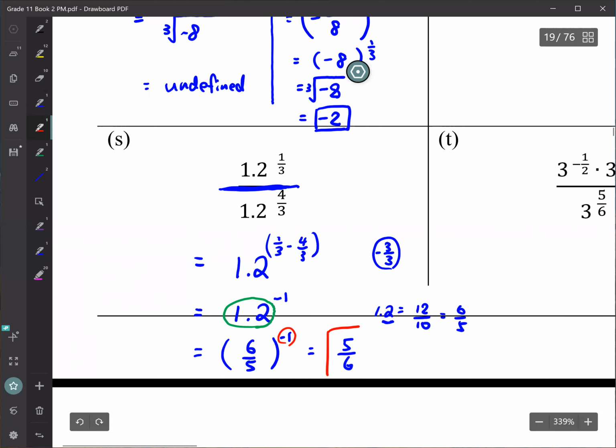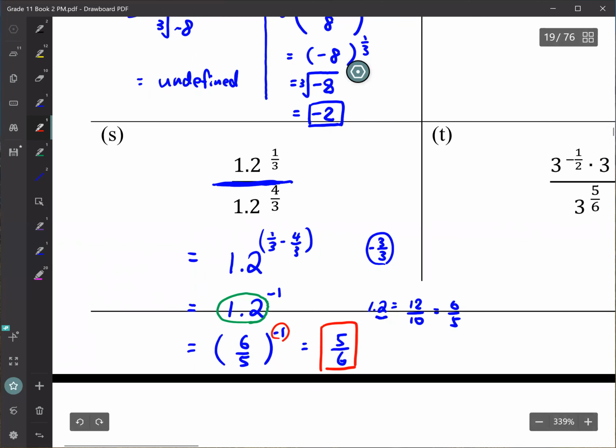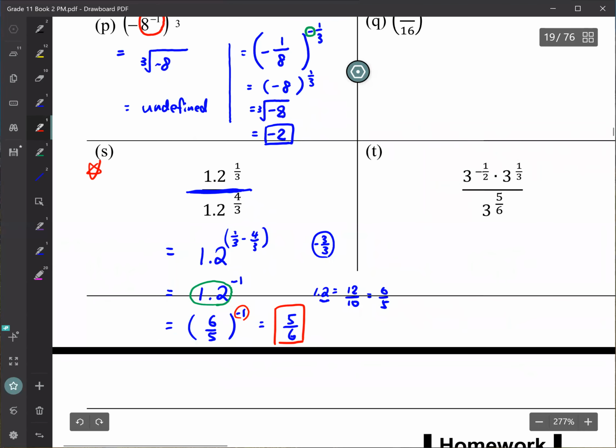So this question is a little bit tricky at the end, okay? Even though in the beginning you just subtract exponents, you need to simplify the answer properly. You can't leave it as a fraction mixed up with a decimal, okay? So you change to a fraction first and then apply the exponent. Put a star there, okay? That one is very special.